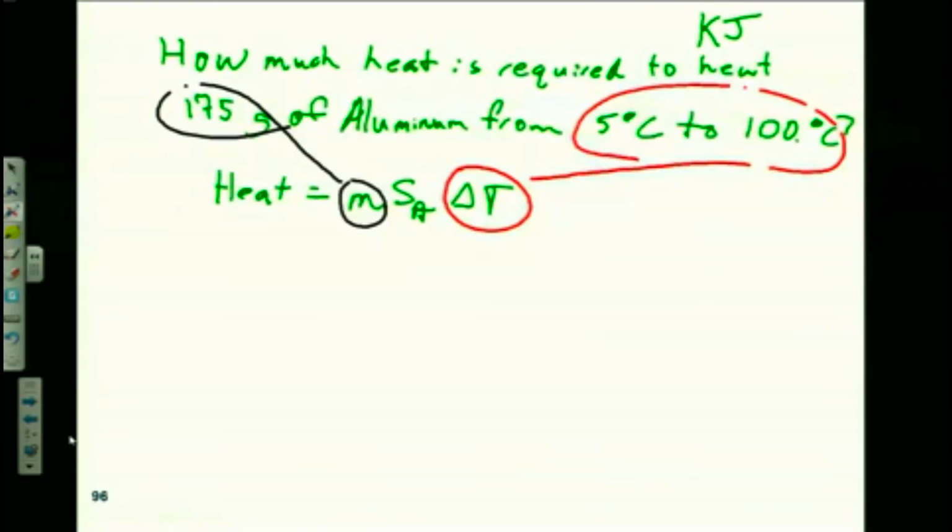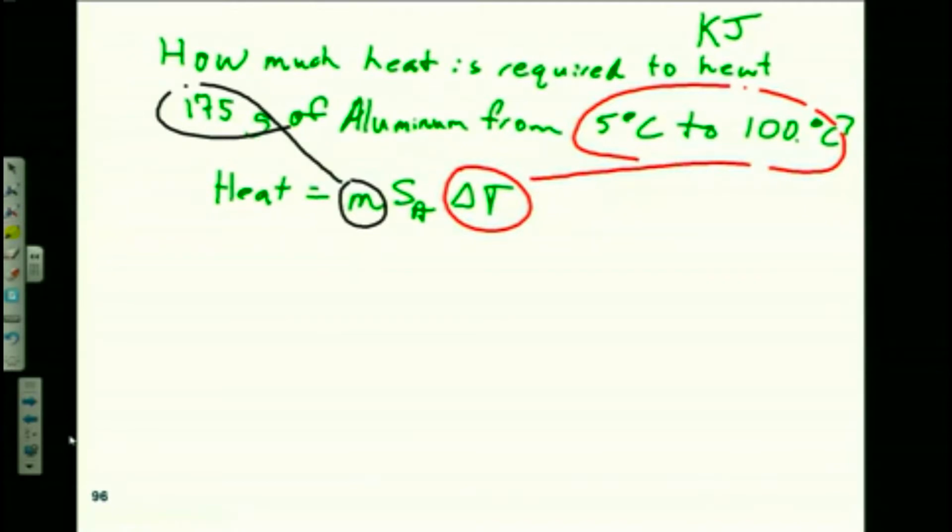Uh-oh. Where do I get specific heat from? From the table. You have to know it to solve the problem, but you don't have to memorize the table. Let me give it to you, right? Fair enough?